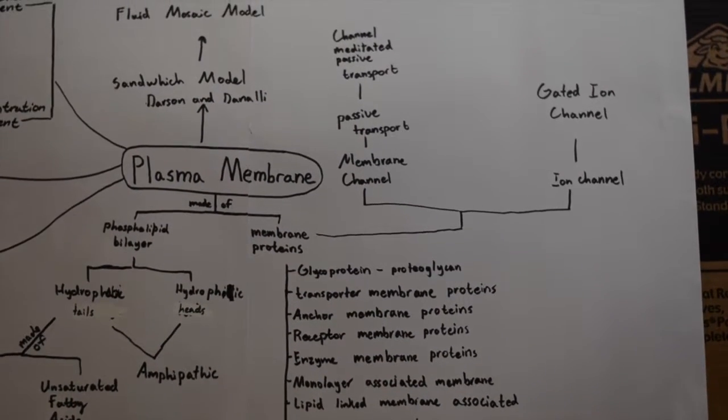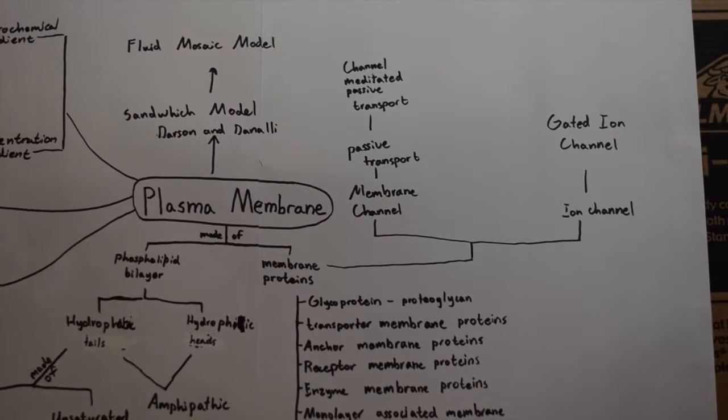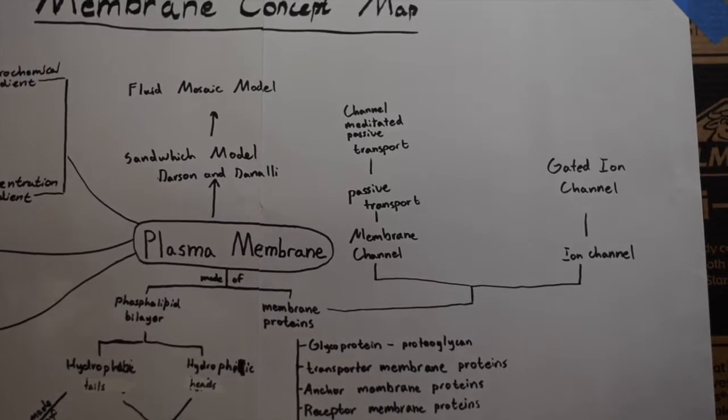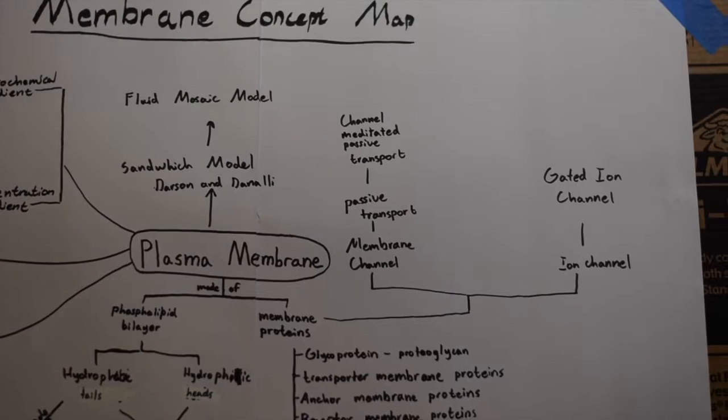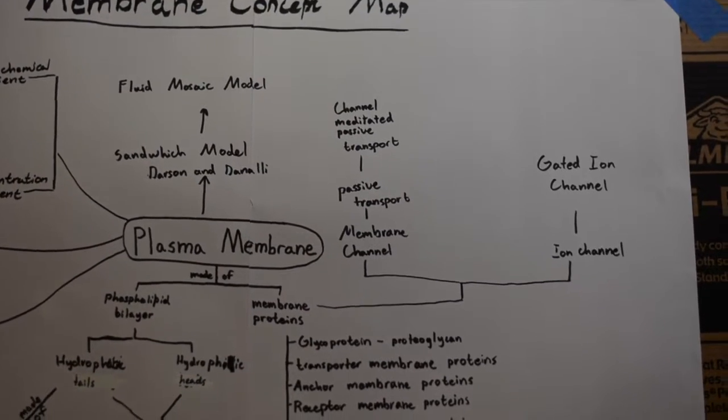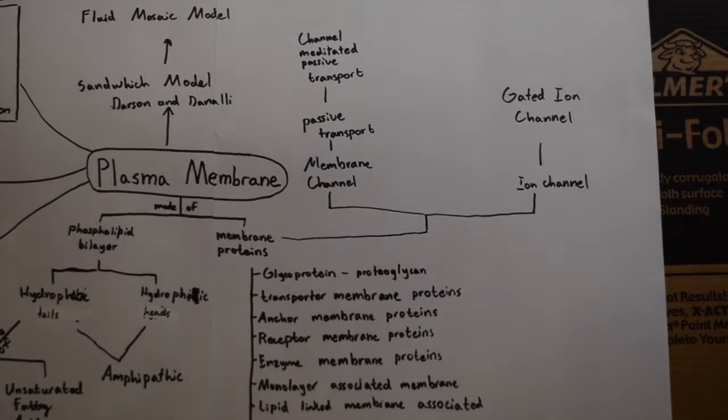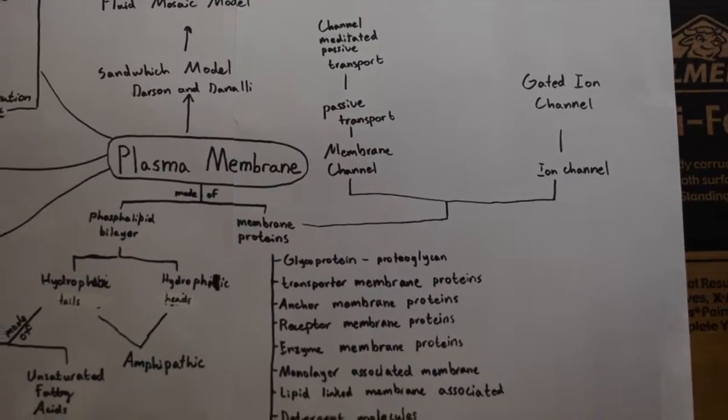Through the membrane channel, we have passive transport, which is basically without energy, very easy. And then that's channel-mediated passive transport. And then with the ion channel, we have the gated ion channel.